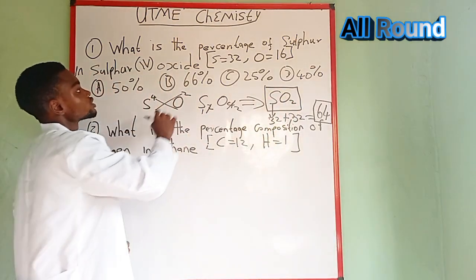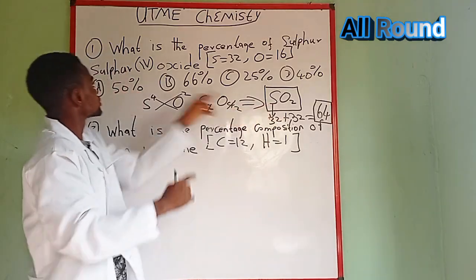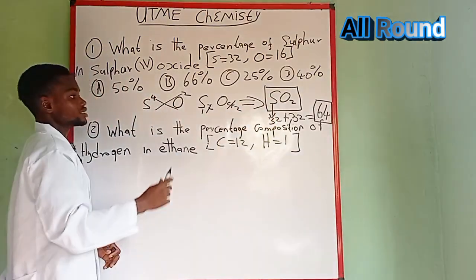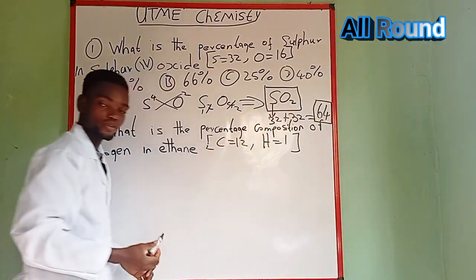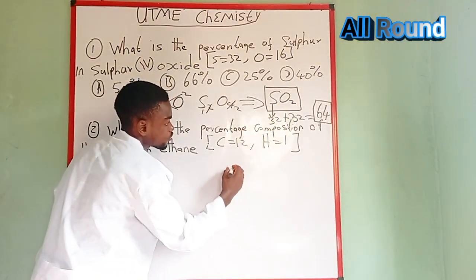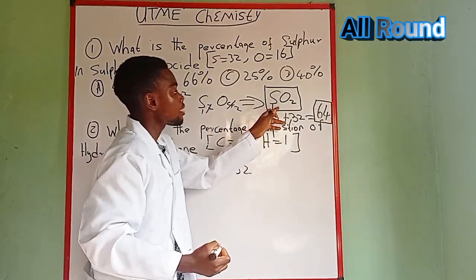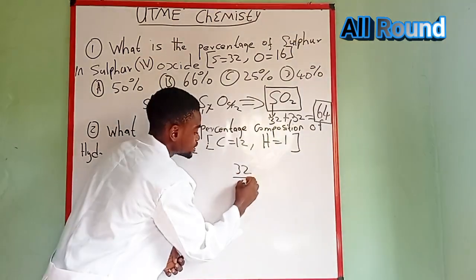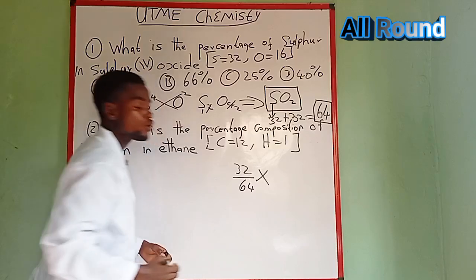But here we are asked to get the percentage of sulfur in this particular compound, sulfur(IV) oxide. How can we do that? You are going to say, what is the mass of sulfur? The mass of sulfur is 32. The mass of sulfur divided by the total mass of the compound in which sulfur is found, which is 64.